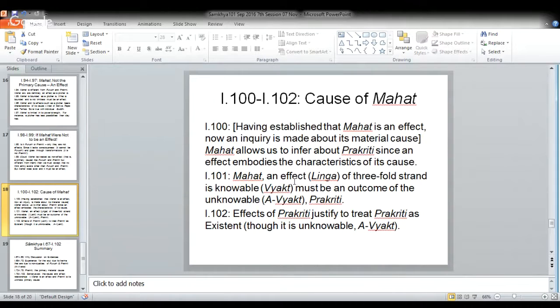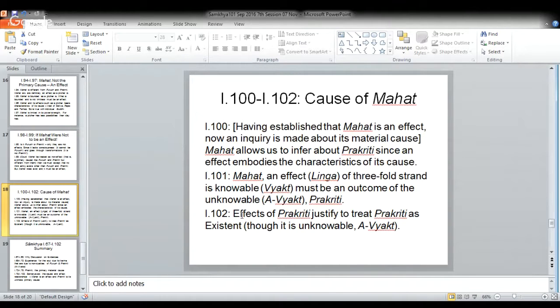1.101. Mahat is an effect. It is linga because it is an effect; it can go back to its cause. That was the meaning of the word linga. An effect of threefold nature is knowable. Because this is knowable, this is vyakta. Vyakta is a term for something that can be theoretically known, though it is knowable only for a yogi in deep meditation. It must be an outcome of the unknowable, which is avyakta. That is what Prakriti is.